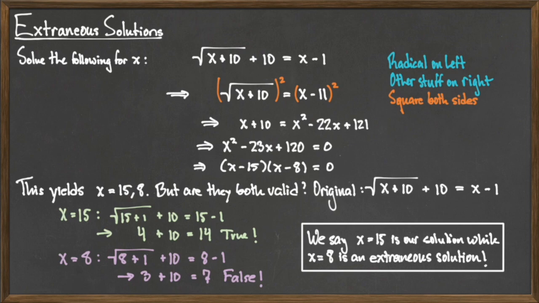However, we refer to x equals 8 as an extraneous solution. Essentially, if you're casting a fish net, you might pick up something that isn't a fish. It doesn't mean that there's anything wrong with the net, it just means that you picked up more than you needed to, and you need to throw the things back that you didn't intend to catch.